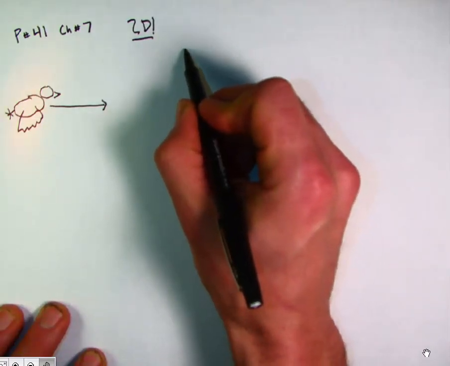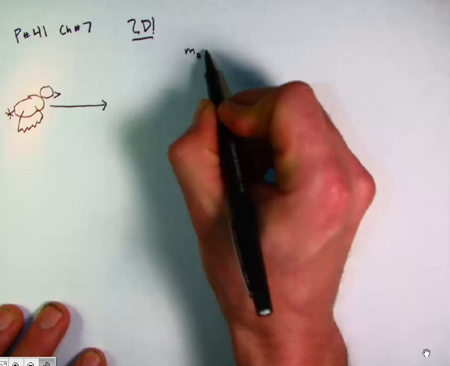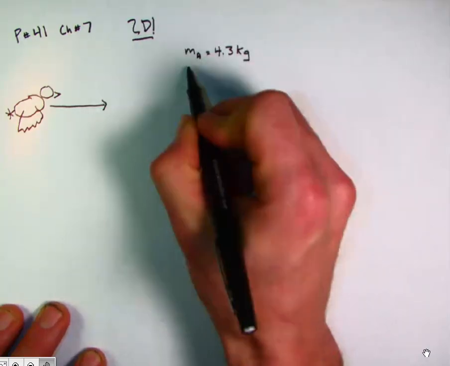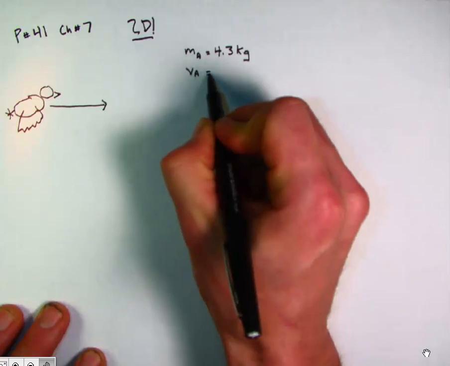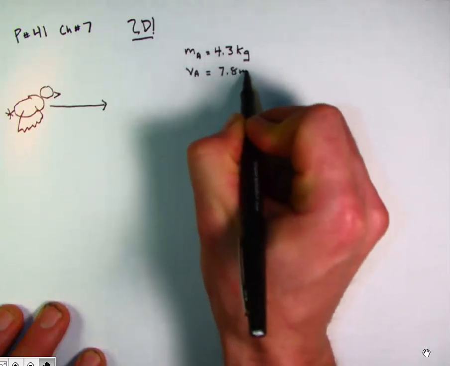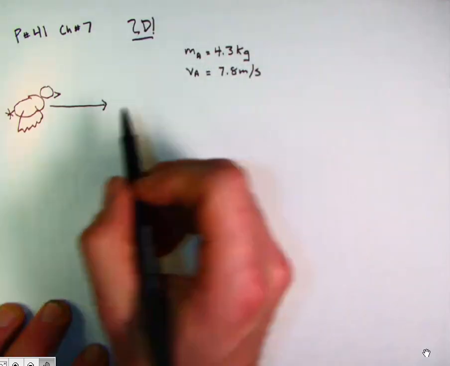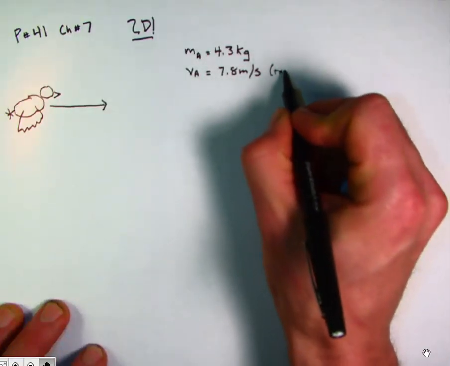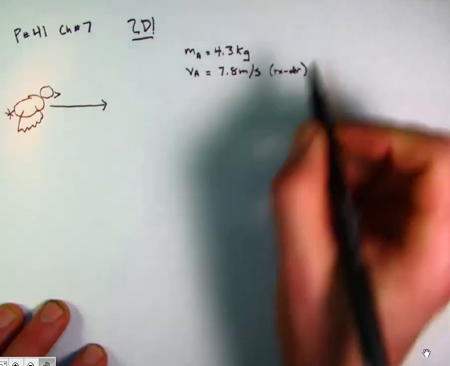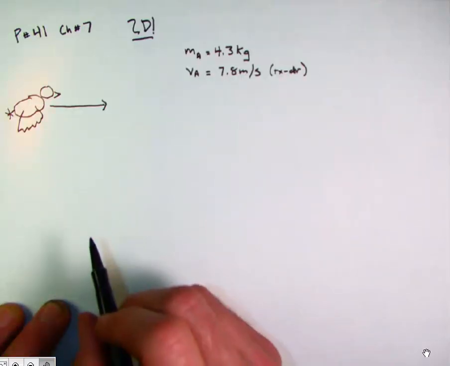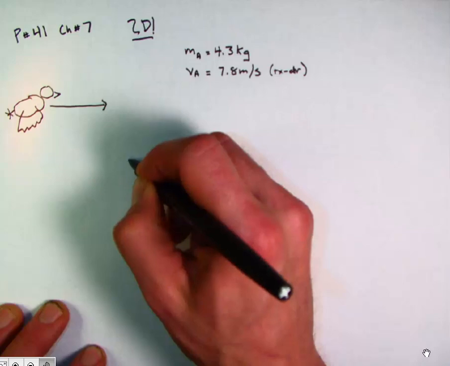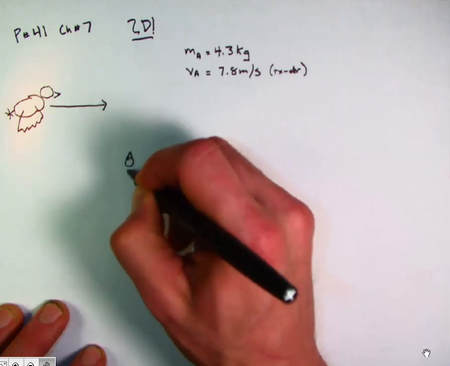Anyway, we're told that Eagle A has a mass of 4.3 kilograms, and the velocity or speed of Eagle A is 7.8 meters per second. And we'll say that this is in the plus x direction. All right, so we got to define some type of coordinate system here. Now, the only way I could think to draw another eagle was from above.